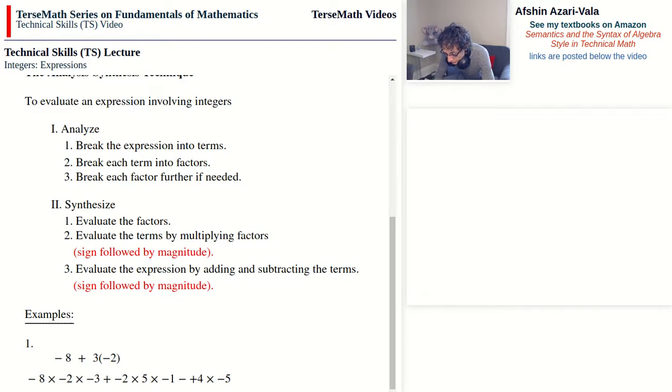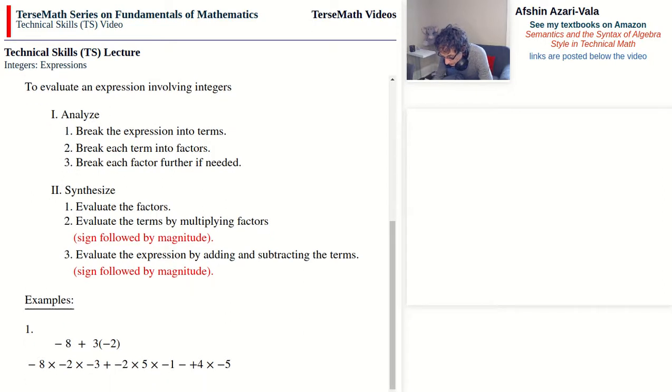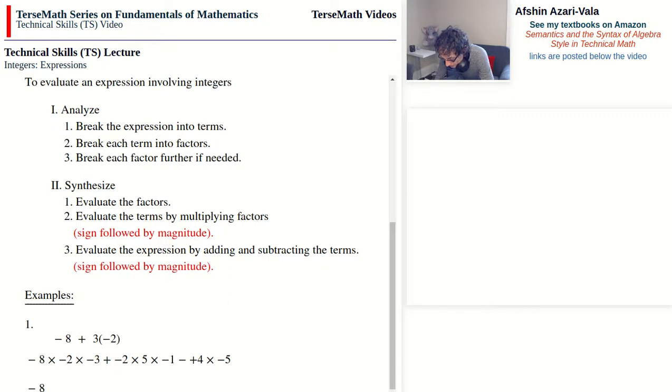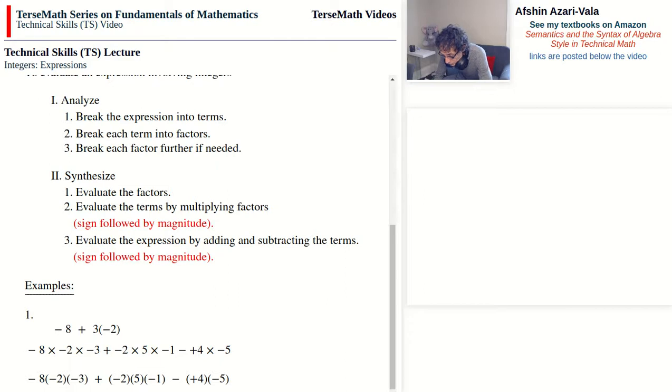Whereas if I use a different kind of notation, where we use brackets, I put down -8, and then multiplied by -2, then we multiply this by -3, and then I put a bit of space, then add -2, and then we multiply this by 5, and then by -1, and then a bit of space, subtract, then again a bit of space, +4, and then we multiply this by -5.